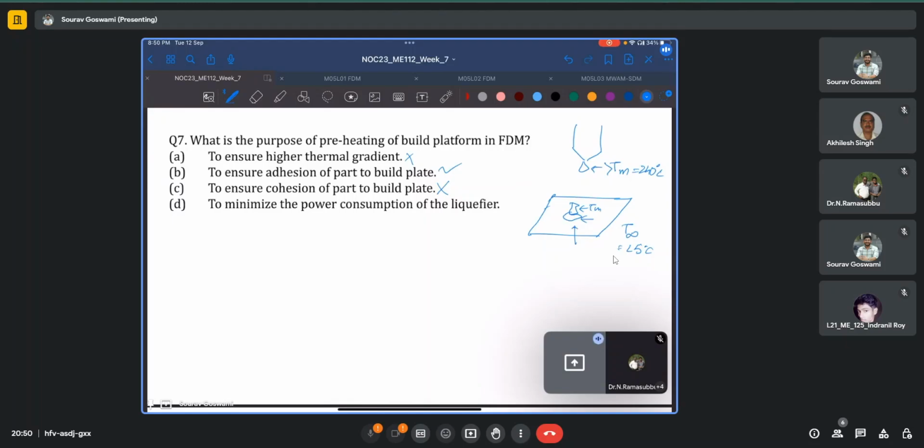We also looked at how, based on how the traversal speed is changing or how our deposition rate is changing, this heat flux or heat input might need to be further modified. But even in the limiting case, it will still need enough power to actually melt the filament, irrespective of whatever temperature is existing on our build plate. Thus, it does not alter the power consumption of the liquefier. Thus, option B is the correct one here.